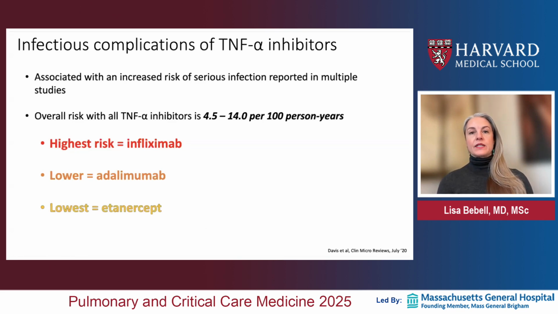And as I mentioned previously, we have the best data for TNF-alpha inhibitors. So TNF-alpha inhibitors are associated with an increased risk of serious infection that's been reported in multiple studies. The overall risk is estimated at 4.5 to 14 per 100 person years. And amongst them, they're not all the same. So the highest risk in this category is infliximab, followed by adalimumab, and the lowest is etanercept. And then there's others that fall between.